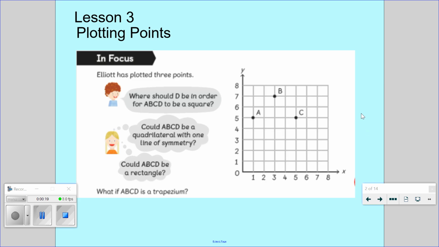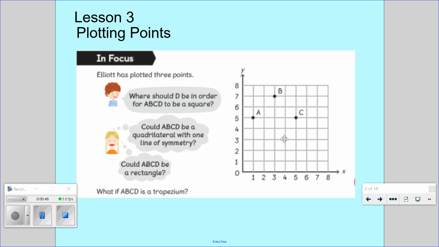So here is today's in focus. And it says that Elliot has plotted 3 points. Here we can see them, A, B and C. He asks, where should D be for ABCD to be a square? How can we do this? What do we know about a square that would help us plot point D? Where would you put point D?